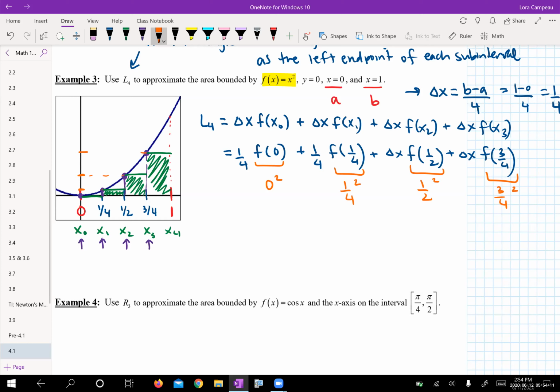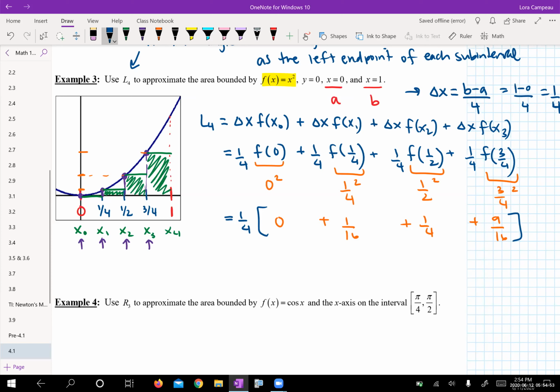And if you want to calculate this with your particular function, you notice delta x. Did I just use delta x? I actually have numbers for delta x. That's 1/4. If you're interested, you could say, oh yeah, I see 1/4 everywhere. Why don't I factor that out? So then all I'm left with is the 0 squared, which is 0. The 1/4 squared, which is 1/4 times 1/4 is 1/16. The 1/2 squared, 1/2 times 1/2 is 1/4. And the 3/4 squared, 3/4 times 3/4 is 9/16.